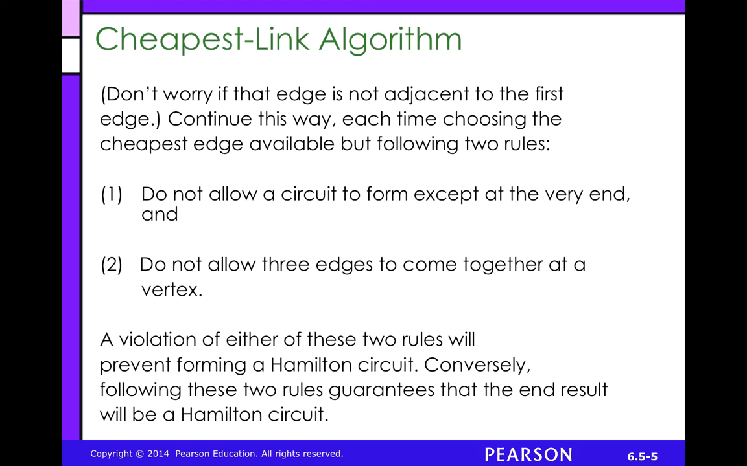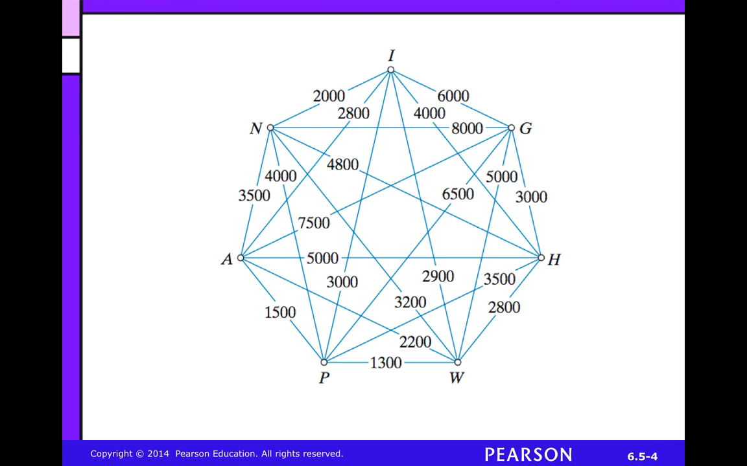So here's a more formal description. Don't worry if edges that you highlight aren't adjacent to other edges. So remember in this example here, I highlighted PW first. I highlighted AP next. These two guys were next to each other. But the next edge I focused on was this NI, which is not next to either of these two edges. But that's not a problem, okay? In the end, we're going to stitch together these edges to make a continuous path.